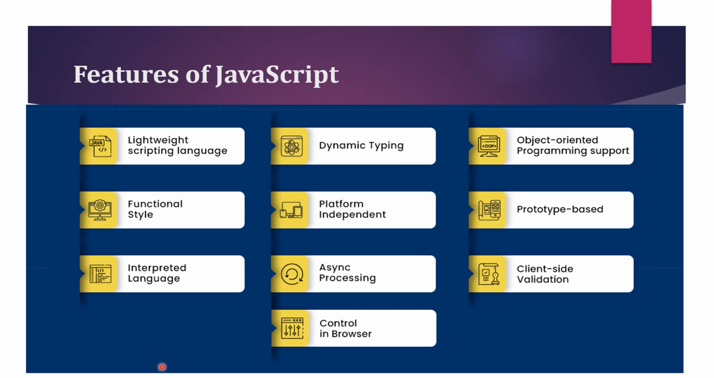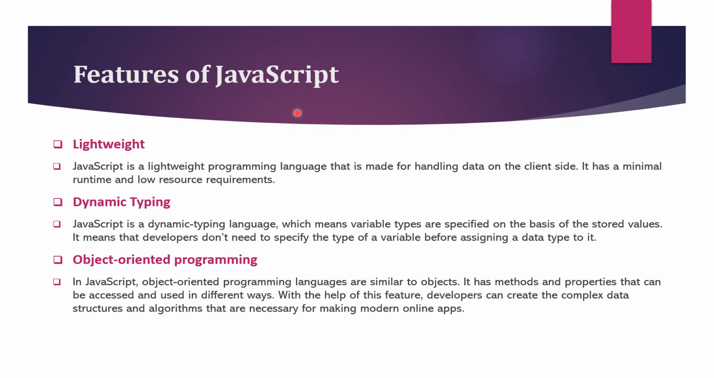Features of JavaScript. There are many features in JavaScript. Let's look at them one by one. Lightweight. JavaScript is a lightweight programming language that is used for handling data on the client side. It does not need a lot of memory or processing power. It is mainly used for handling tasks in the browser like responding to a button click or showing a message.